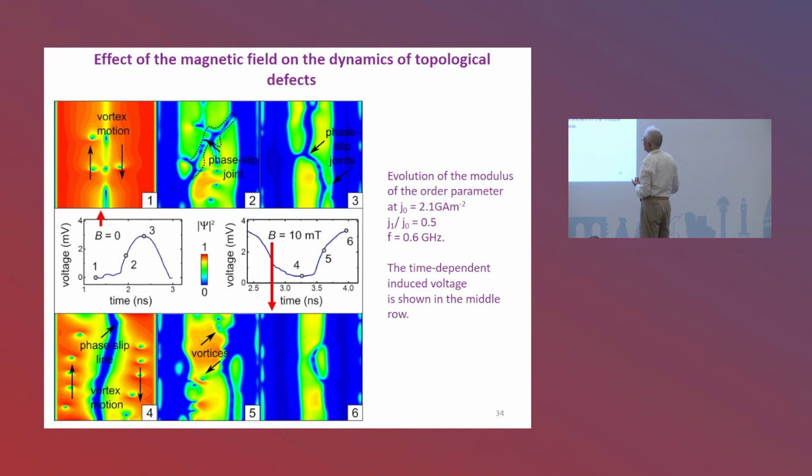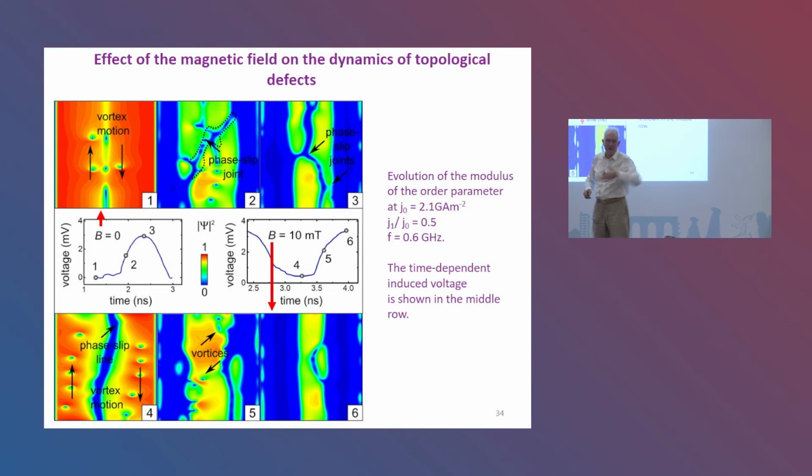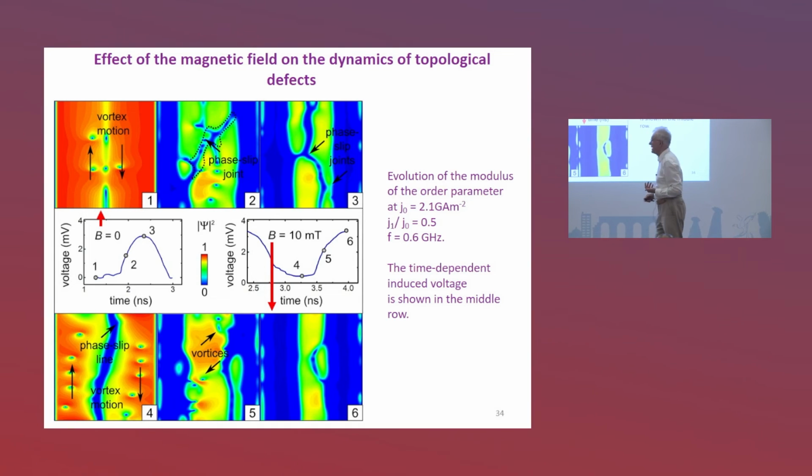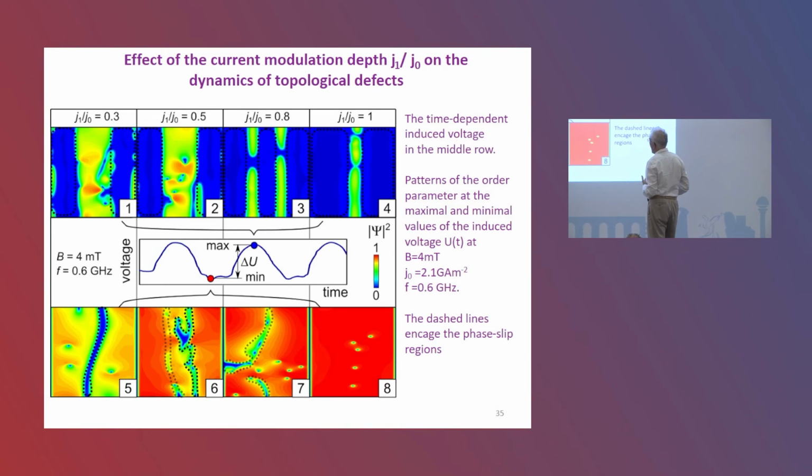Very interestingly, in this case, we can see also phase slip joints which are not along the axis, which are orthogonal. So in dynamics, new phase slips develop. This is another example of the same, depending on the modulation depths. So we can control which kind of defects will appear.